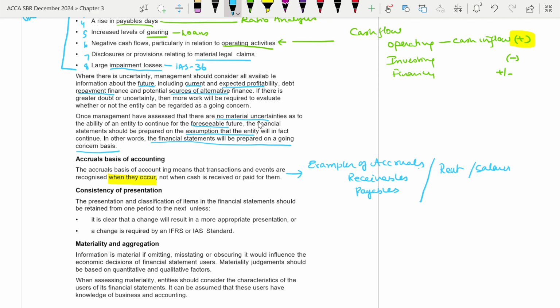If you have paid in advance, what will you do? You will minus it, and you will show it as a current asset. If you have not paid, what will you do? Add outstanding, and you will show it as a current liability. Something paid in advance, something outstanding. Is it okay about this?